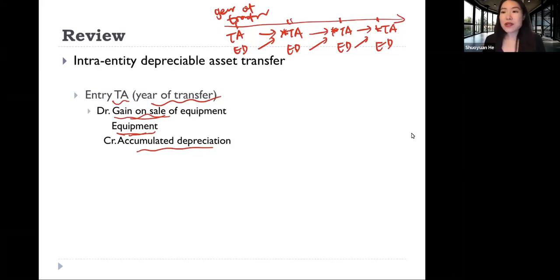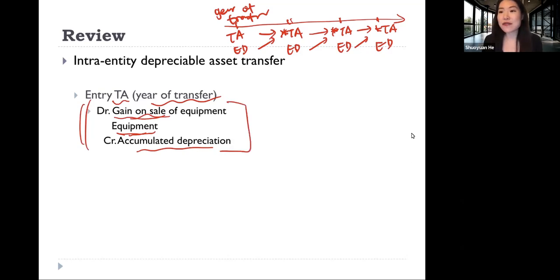But the situation can also change. If you intra-entity transfer this equipment at a huge gain, which makes the book value even appreciate, the new value of the equipment is even more than the original book value. Then we may need to credit equipment. So it's all a case by case situation. You need to really understand it in order to write this journal entry right. So this is just an example.